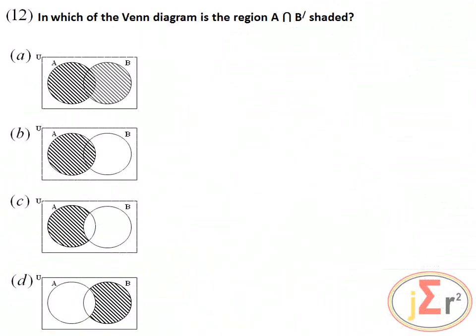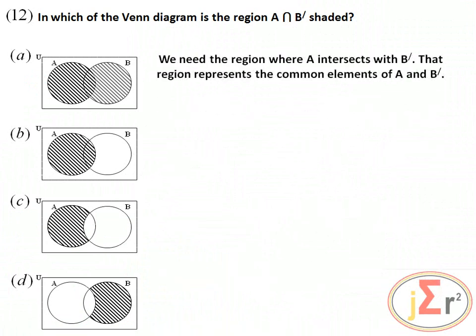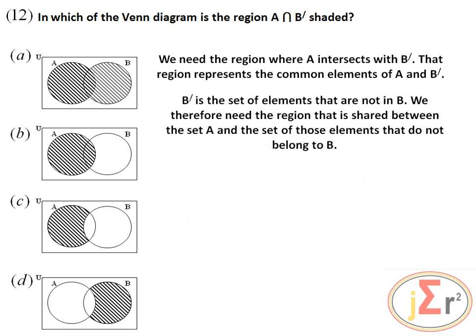In which of the Venn diagrams is the region A intersection B complement shaded? We need a region where A intersects with B complement. That region represents the common element of A and B complement. B complement is a set of elements that are not in B. We therefore need the region that is shared between the set A and the set of those elements that are not in B. The intersection, common elements of A and B complement.